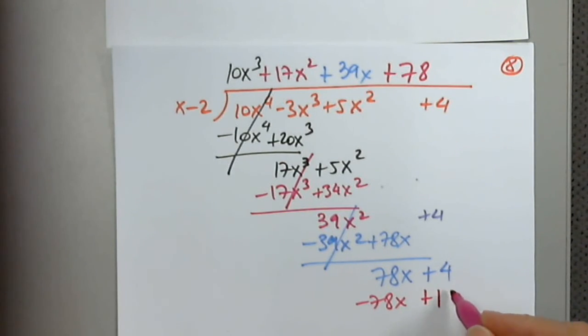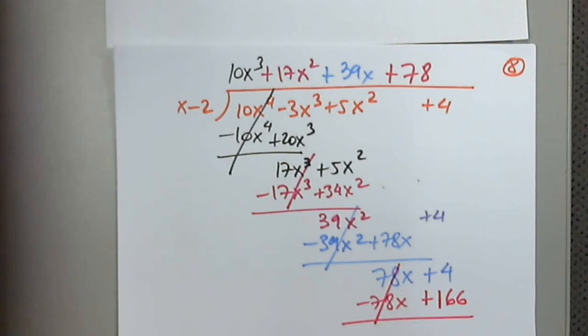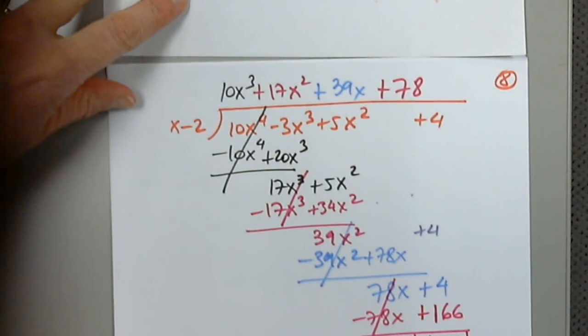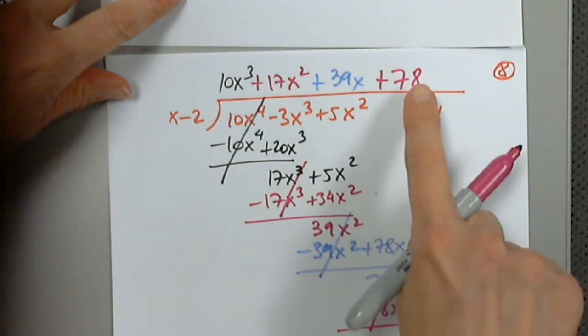Plus 156. These two go away. What do I put in the box? 170. 78 times 2.